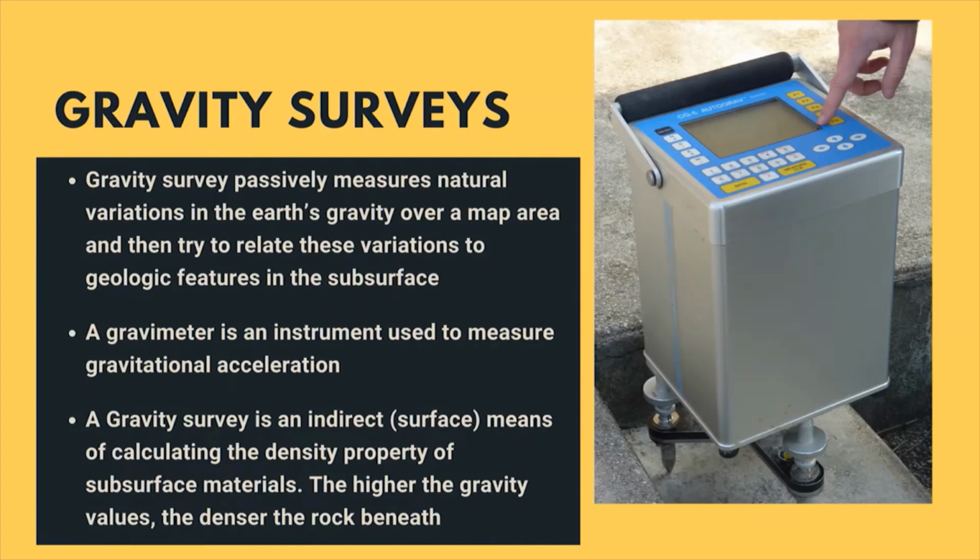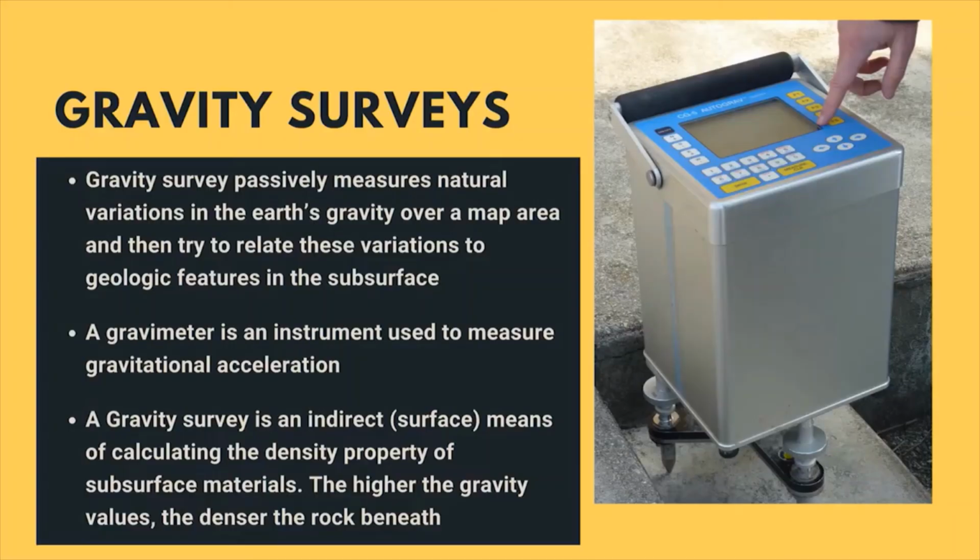Then the next one is a gravity survey. A gravity survey passively measures natural variations in the Earth's gravity over a map area and then tries to relate these variations to geological features in the subsurface. A gravimeter is an instrument used to measure gravitational acceleration. It is basically a portable instrument, which is taken by the geologists to different locations, and then they try to measure the acceleration due to gravity.